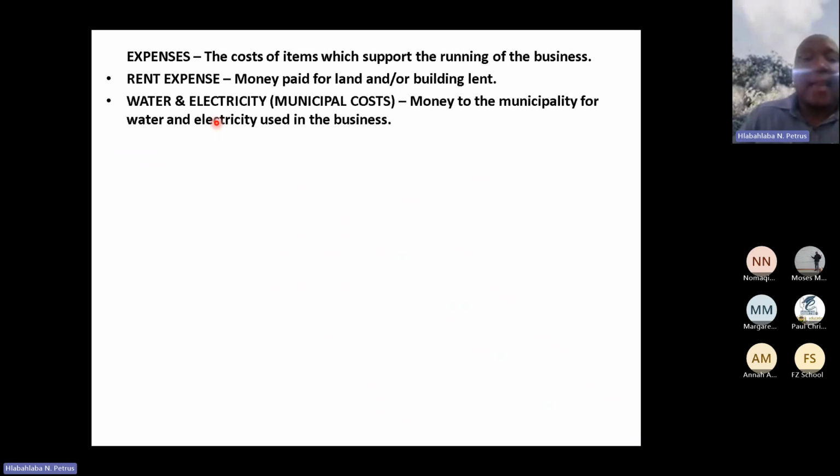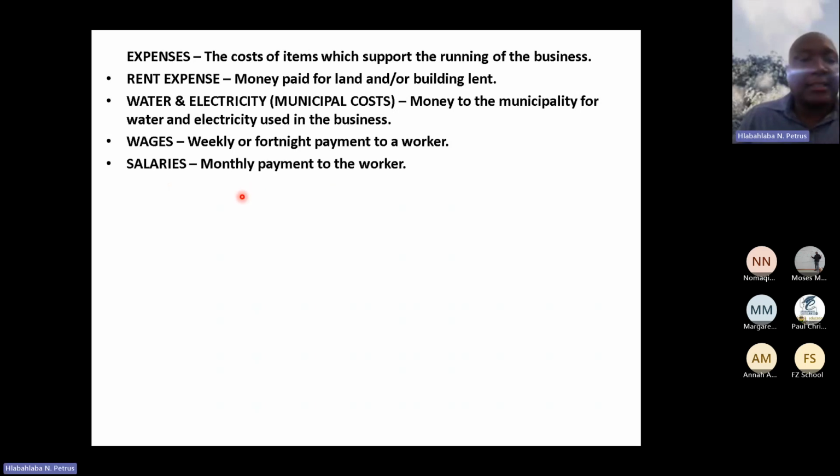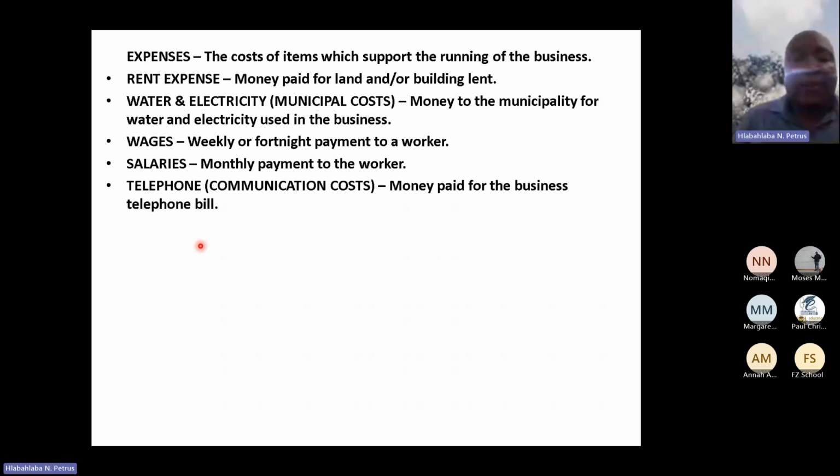Water and electricity, as I've mentioned, is money paid to the municipalities. Wages, we refer to weekly or fortnightly payment to workers. And then salaries, monthly payment to workers. And then telephone, we have to make calls. When we make calls, we are expected to pay. It can either be to Vodacom, MTN, Telkom, whoever we have made a contract with, we have to pay that money to that particular person. So money paid for the business telephone bill.